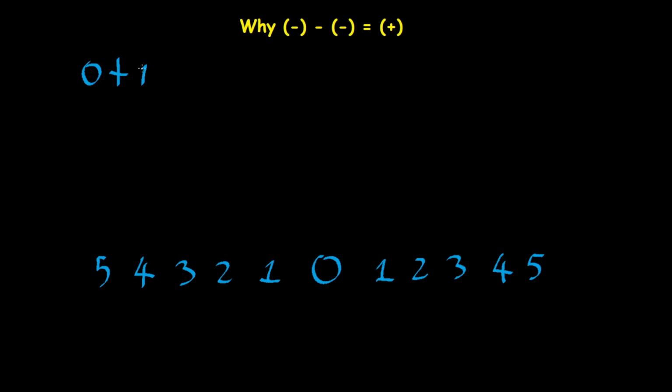0 plus 1. This is going to take us either to the right or to the left. In this case, for the plus sum, we are going to go to the right, to the positive numbers, we know. So this is going to be equal to 1, because we are starting from nothing and we are going to the right 1 unit, let's say.